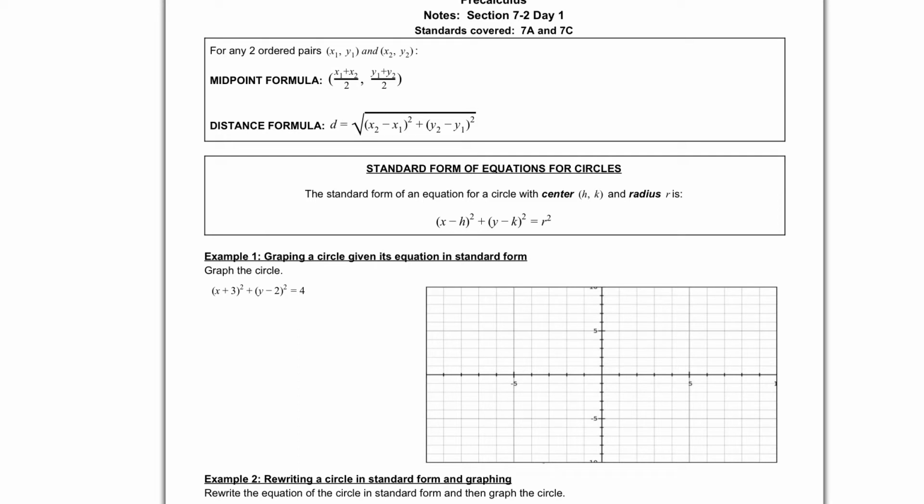for circles. It says the standard form of an equation for a circle with center h, k and radius r is the following: x minus h squared plus y minus k squared equals r squared. So our center is the h and the k, and the radius is the r. So if we take a look at our equation that we have down here, we have x plus 3 squared plus y minus 2 squared equal to 4.